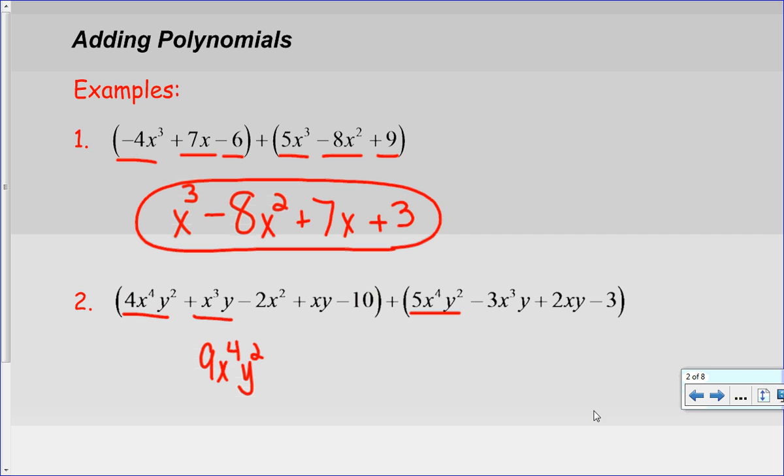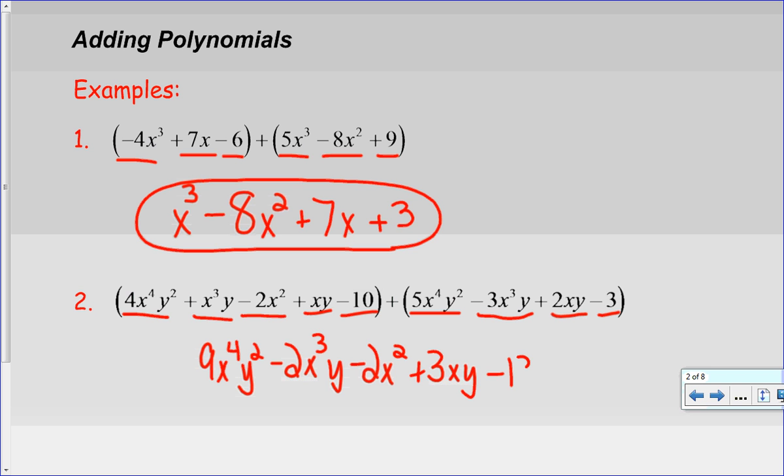Moving along, I combine my next set of like terms to get -2x cubed y. I have a -2x squared and nothing to combine it with, so I carry that down. Then xy and +2xy, I add these together to get 3xy. And lastly, I combine my constants, -10 and -3, to get -13.